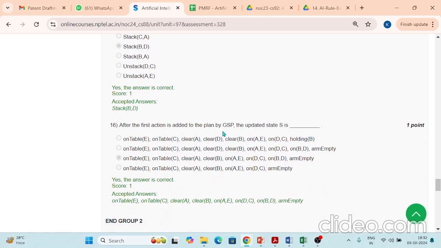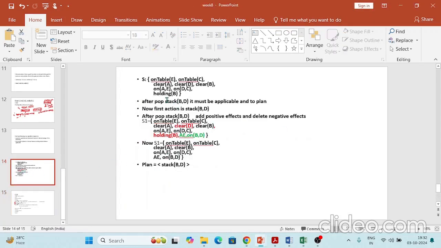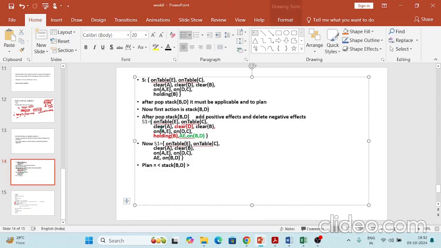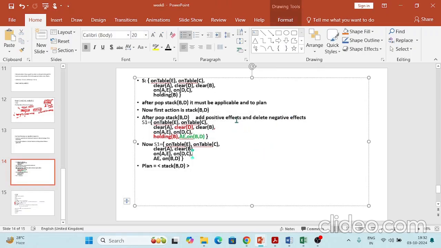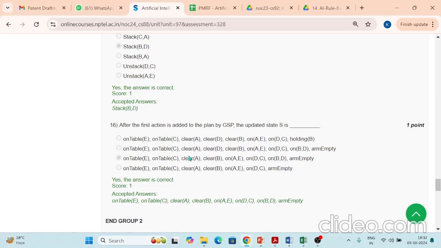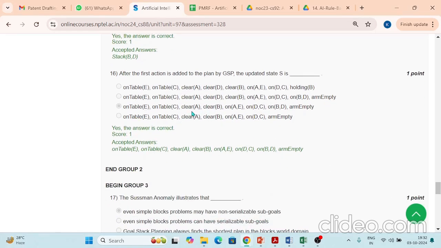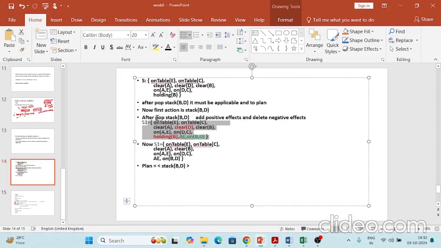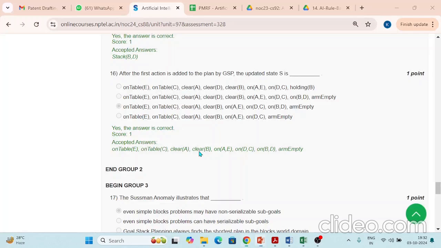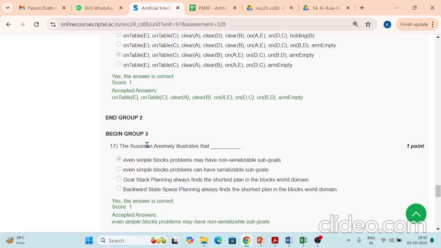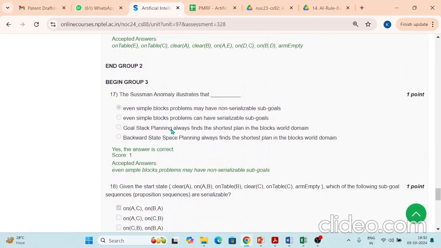After the first action is added to the plan by GSP, what is the updated state S? Now we added that one, so this is the state S1, adding the positive effects of that action and deleting the negative effects. Now on table E, on table C, clear A. Clear D we won't have, holding B we won't have. Clear A, arm empty, on B D. This is the state we will get after performing. This is about goal stack planning.